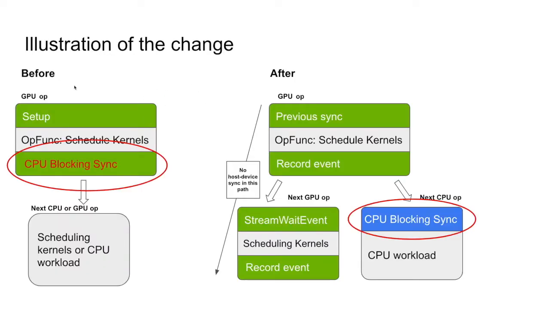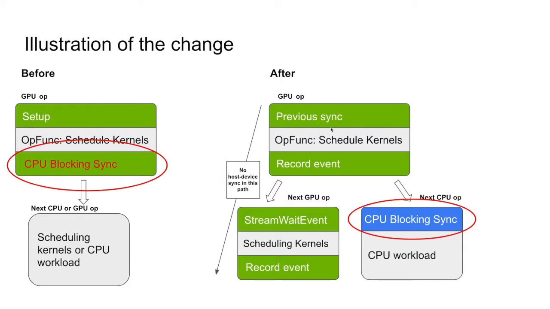So here you have an illustration of what happened before. On the left, you have the execution flow of a single GPU worker thread. And as you can see, there are three steps: the setup, the op function itself, which for the GPU op will be mainly scheduling kernels, and at the end, the CPU blocking sync to make sure that all the variables are ready. So as you can see, for each GPU op, there will be one sync.